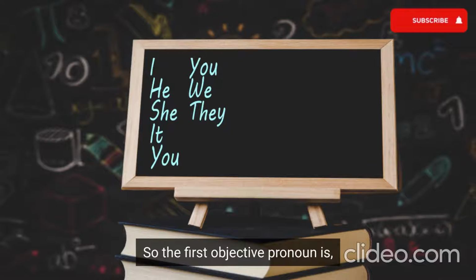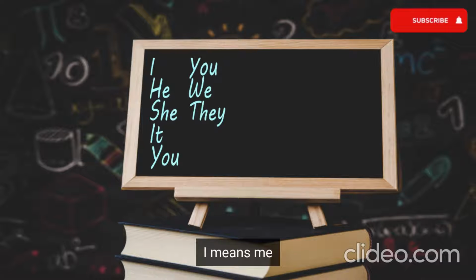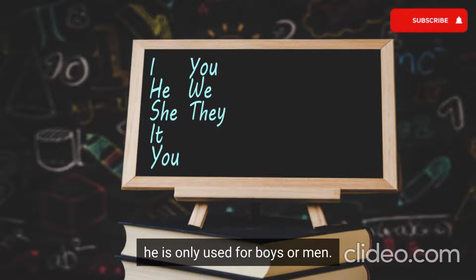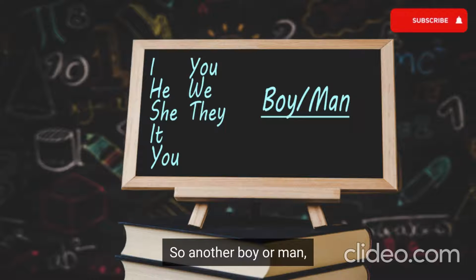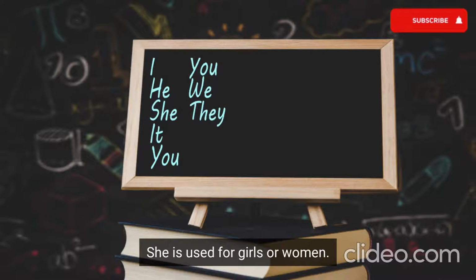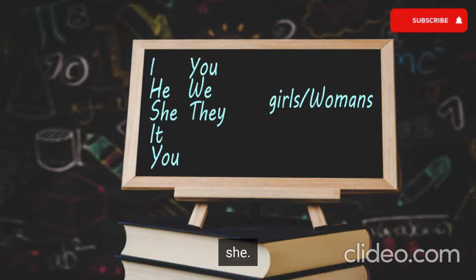Okay, so the first subjective pronoun is I. I means me. I'm Esther. I. He. Now, he is only used for boys or men, okay? He. So another boy or man is he. She is used for girls or women, okay? She.